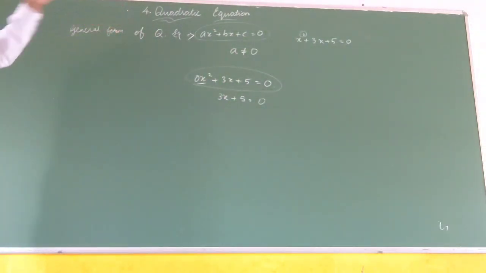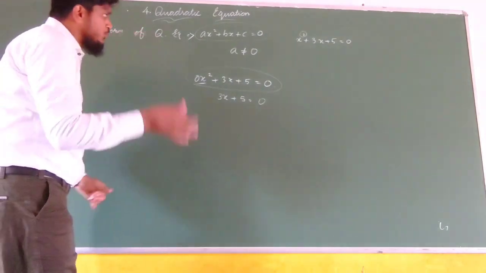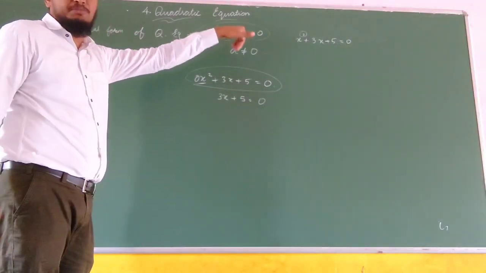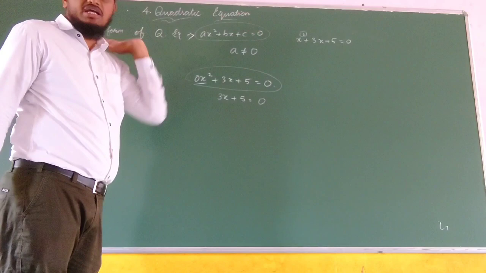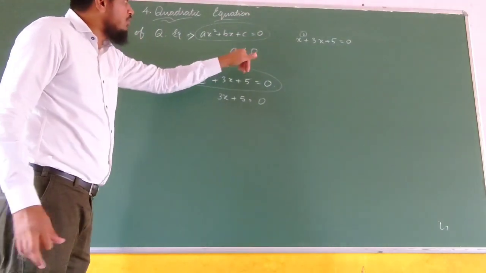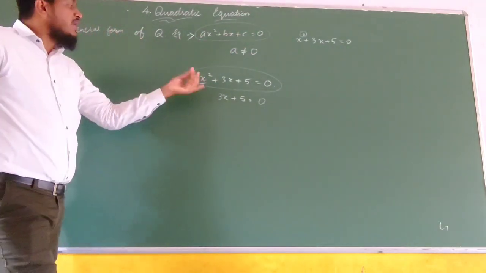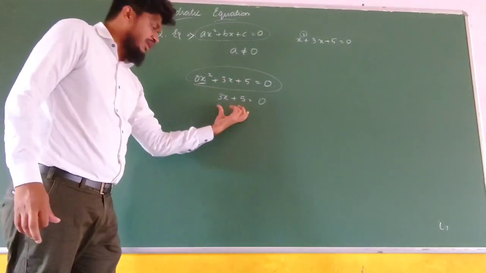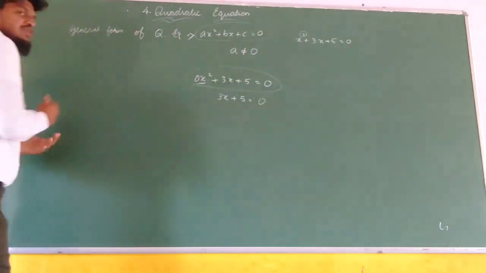Okay, so this is the general form. The general form should have ax square plus bx plus c, and a should not be equal to 0. If you apply 0 for a, it will not be a quadratic equation. It will become a linear equation. So that's why a must not be 0.